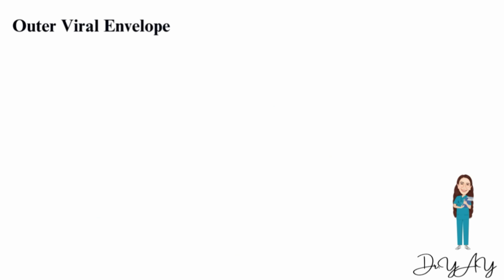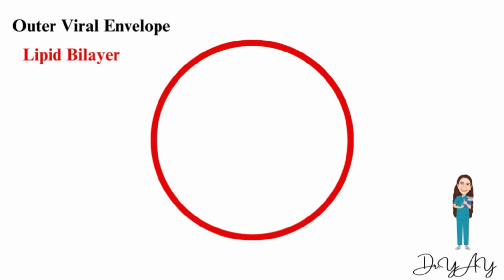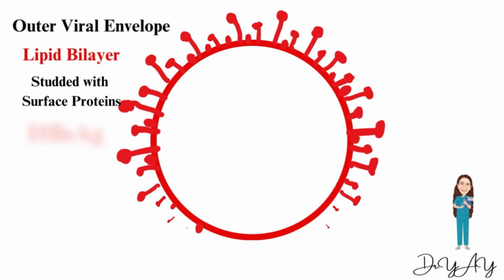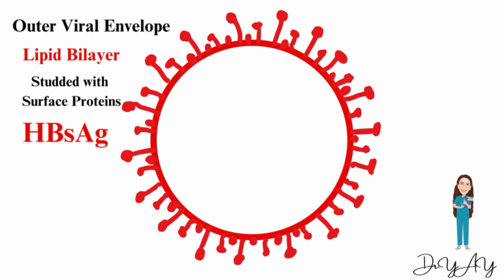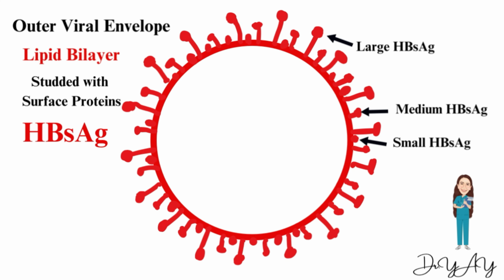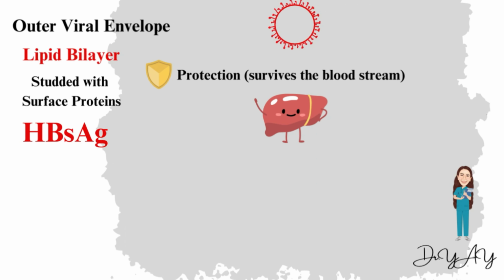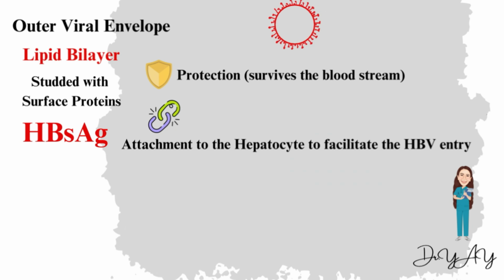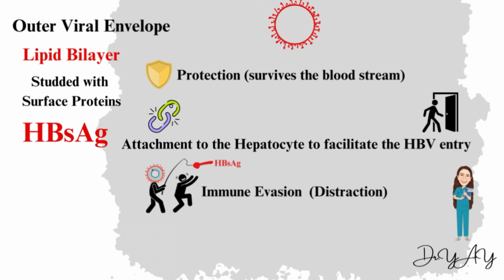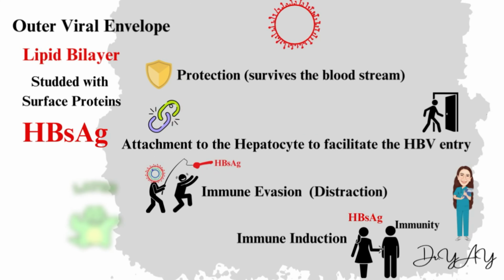First, we can see the outer viral envelope, which is a lipid bilayer, studded with proteins called the hepatitis B surface antigen, which comes in 3 different sizes. This envelope helps the virus survive the bloodstream, and upon arrival at its target, which is the liver, it uses it to attach to the liver cell and facilitate its entry. Moreover, it has a role in distracting the immune system, which we call immune evasion, and it can also induce an immune response, and these will be discussed in a few minutes.